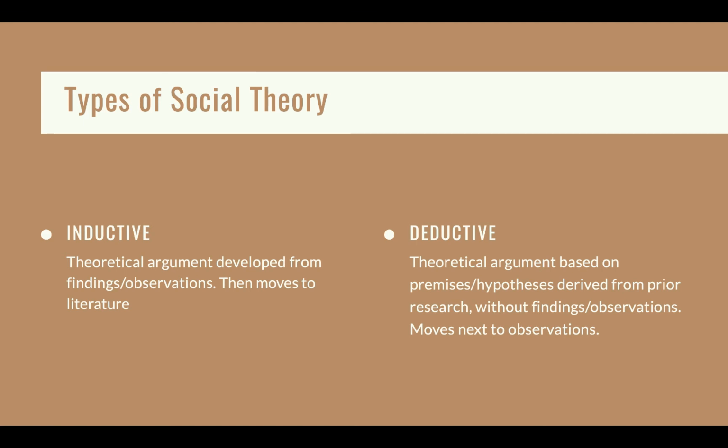The alternative, or the old school way of doing social theory, was what we call a deductive approach. It is a theoretical argument based on hypotheses or premises derived from prior research without looking at the observations. That style was like, we read a lot of stuff, we go through academic books, articles, figure out what their theories are about a relationship between x and y. Let's say we read a lot of articles on the relationship between sex and earnings, and you come up with an explanation based on all the stuff you've read.